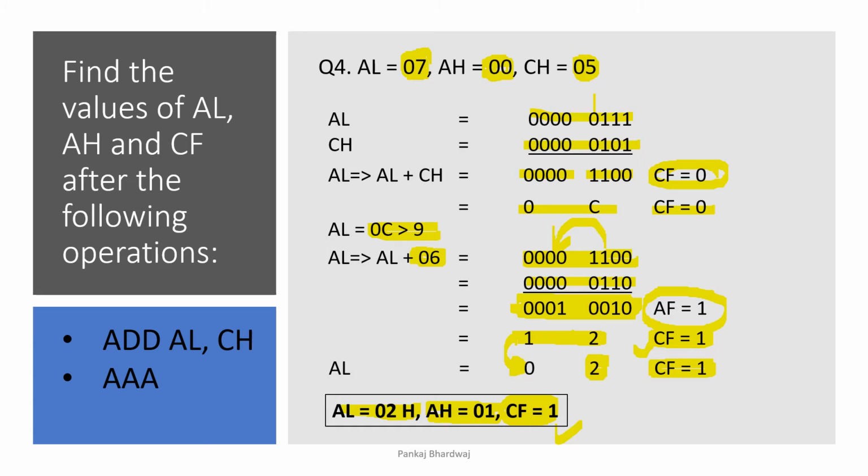So 7 plus 5 means 12. A carry is generated because the number is greater than 9, so the carry flag is set, and the two digits 1 and 2 are stored in different registers, AL and AH. AL stores the lower nibble, the lower digit, and AH stores the higher digit, the upper number.